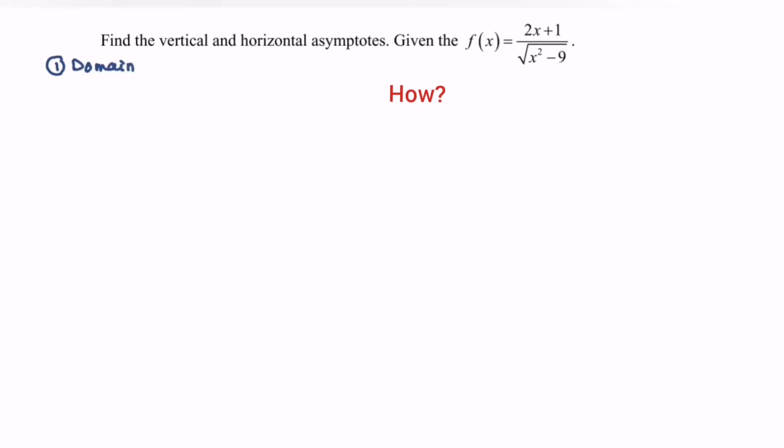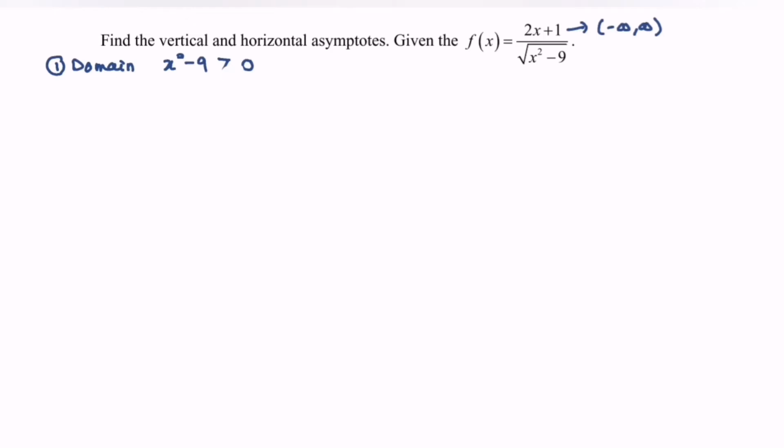By referring to the function, we have the numerator, which is linear. So if it is linear, automatically the domain will be all real numbers. Next, we have to observe the denominator, where we have x squared minus 9, and we have the situation of a square root. If the situation is a square root, it should be greater than or equal to 0. For this case, it is a denominator, so 0 is not allowed.